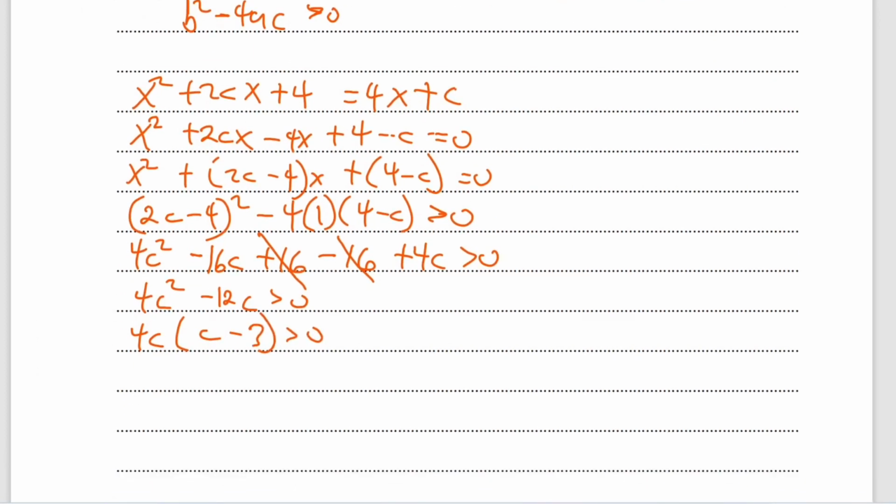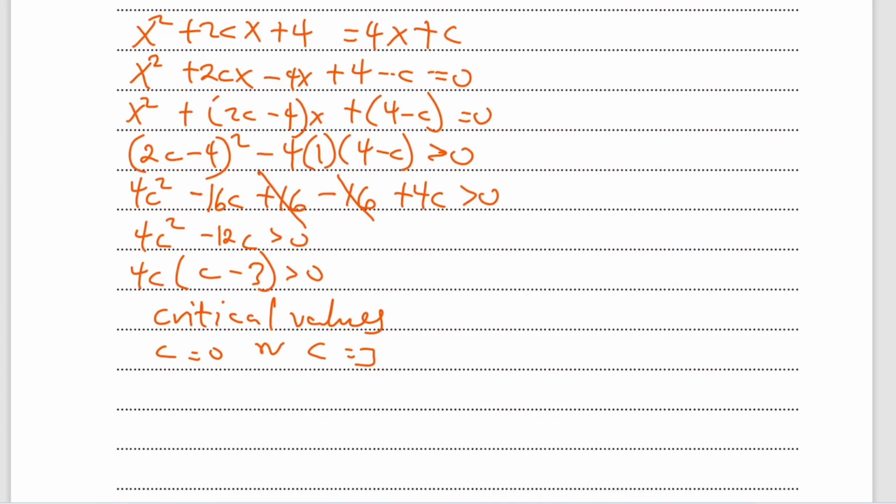Then we can say that our critical values are going to be, when you equate this particular equation to 0 and solve, you are going to have c equals 0 or c equals 3.